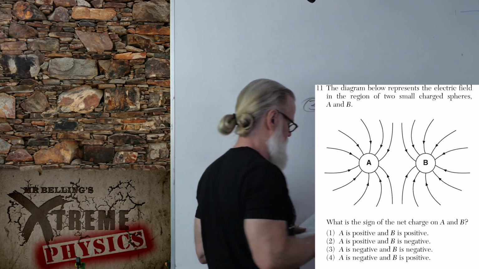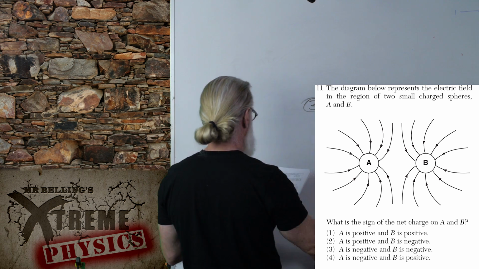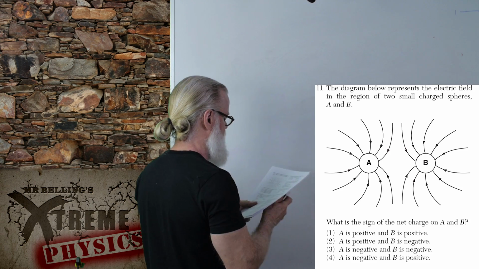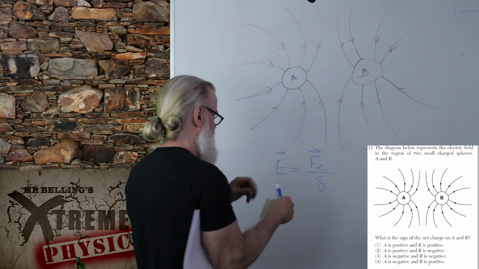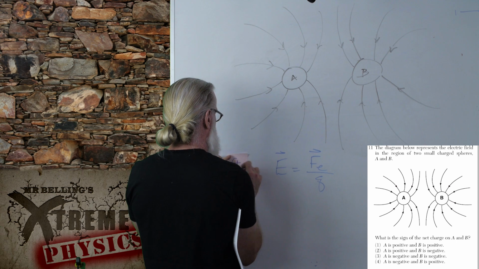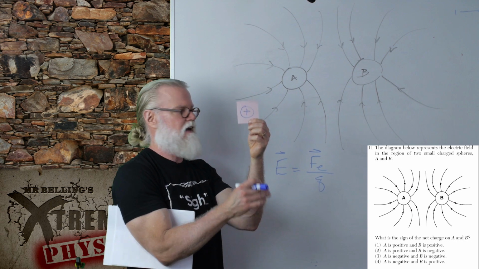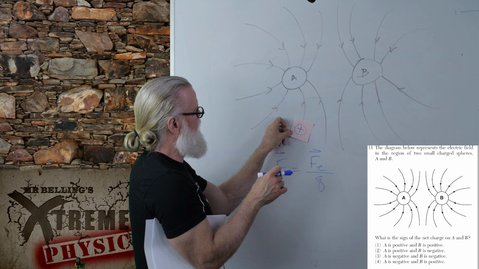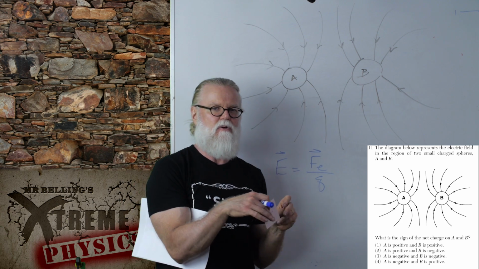All right. The diagram below represents the electric field in the region of 2 small charged spheres, A and B. What is the sign? All right. The direction of the electric field is defined, and you need to just memorize this, as the direction a positive test charge would experience in the presence of that field. So here's my positive test charge, right here. It's got a plus on it. It's going to experience a force like this. It's getting pulled in.